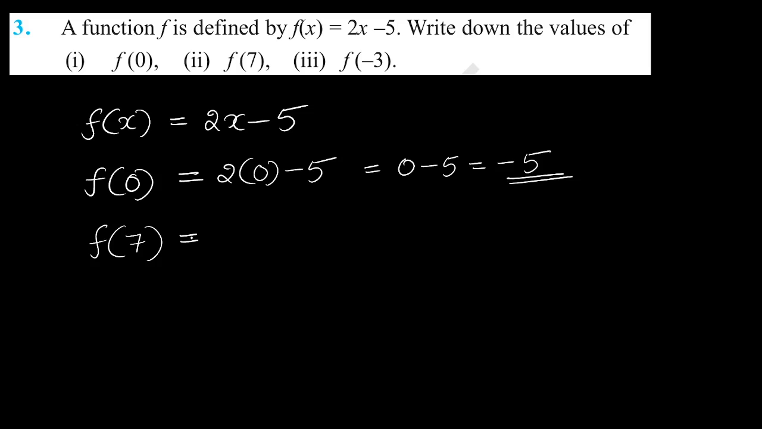So f of 7. How will you find out f of 7? Put x equal to 7 in the formula. So it becomes 2 into 7 minus 5. 14 minus 5, that is 9.